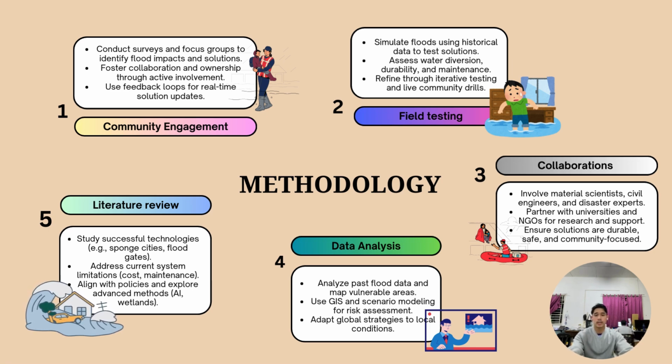And lastly is literature review. We build on existing knowledge by studying successful technologies like sponge cities and floodgates. We address limitations like high cost and align solutions with policies. Advanced methods like AI and wetland restoration enhance sustainability.